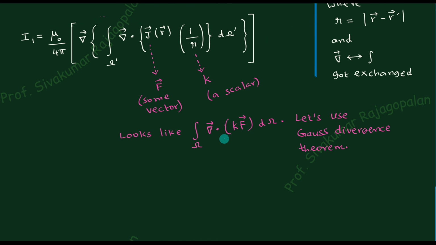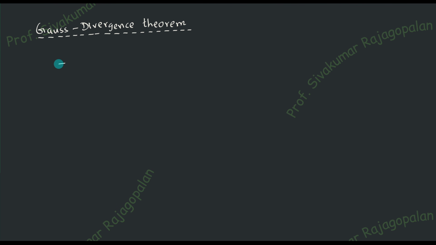Okay, I'll go to the rough paper or some other place. So the standard Gauss divergence theorem, you first of all write down. It is the divergence of the vector, then volume integral. That will be equal to the surface integral of the normal component. Normal component means v dot ds. That's all. This is the standard expression.